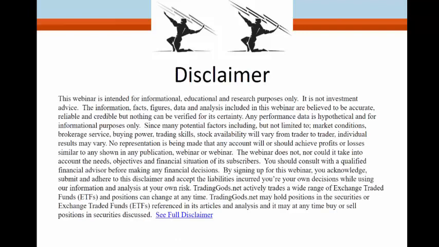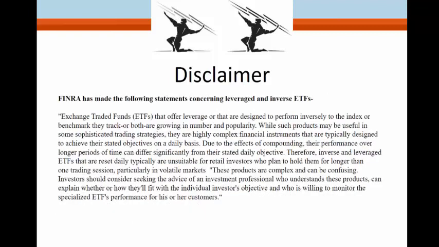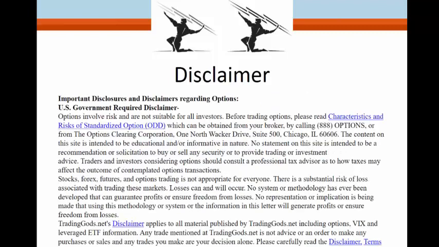You can read this disclaimer for yourself, and typical disclaimers here, and our full disclaimers at the website. Basically, the summary is everything's your responsibility, and there's risk in all investing. Then we have a separate disclaimer regarding leveraged and inverse ETFs, which have their own issues and problems that you need to understand before you trade those issues. And then, of course, options trading, there's a U.S. government required disclaimer, and that's a standard disclaimer regarding option trading.